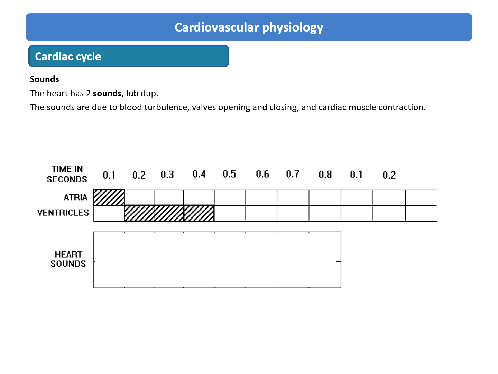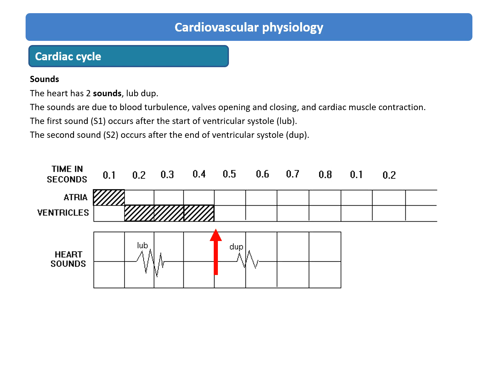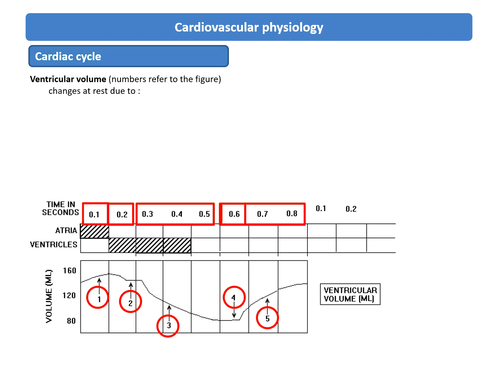The heart makes two sounds, lub-dup, lub-dup. Sounds are due to blood turbulence, valves opening and closing, and cardiac muscle contraction. The first sound, sometimes referred to as S1, occurs after the start of ventricular systole. This is the lub sound. The second sound, S2, occurs after the end of ventricular systole. This is the dup sound. So you have lub-dup, lub-dup. Let's look next at ventricular volume.